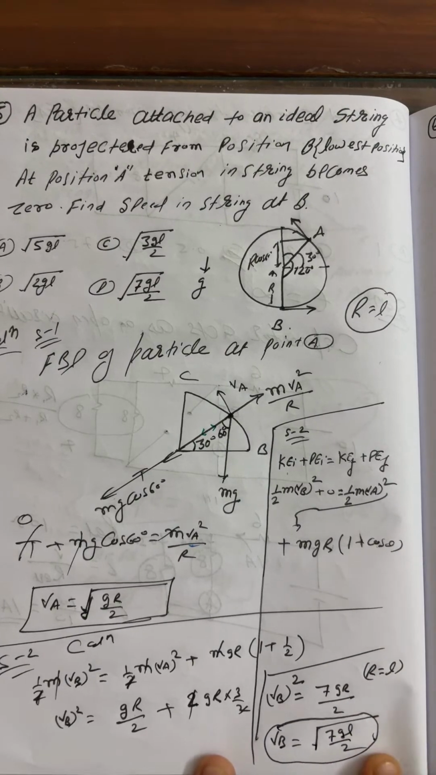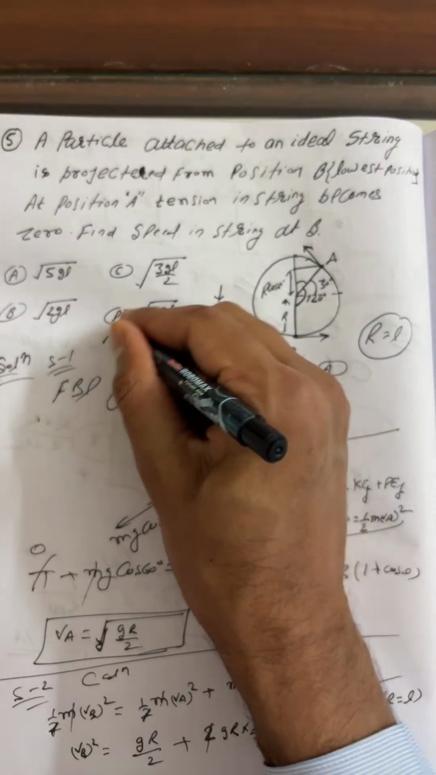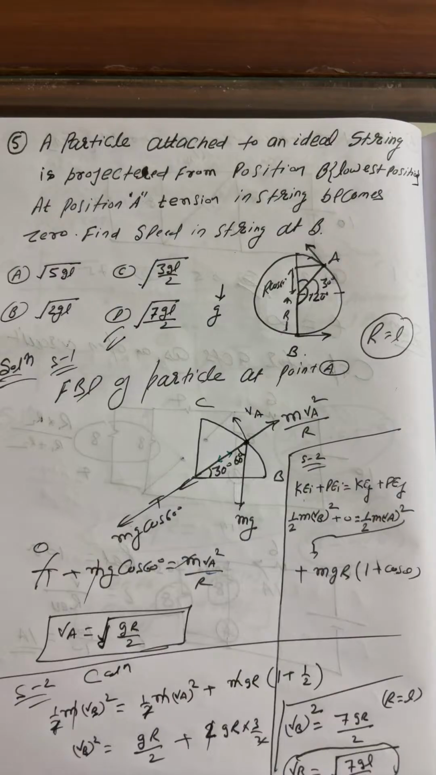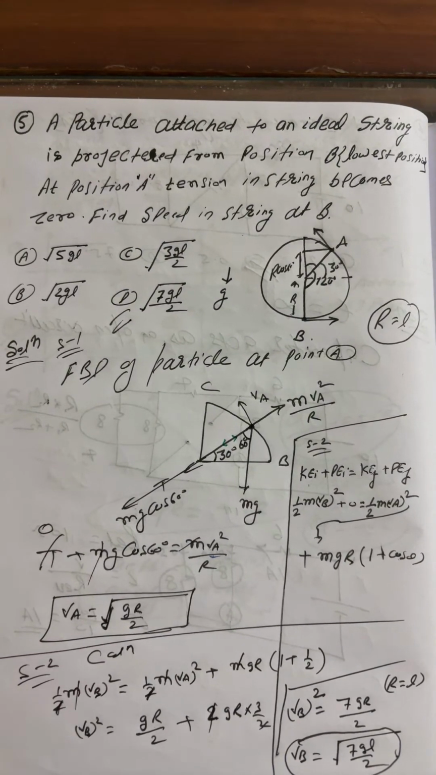VB is what, beta? The root of 7GL by 2. So student, is any option there here? Yes, beta. Option D is the correct answer for this question. Okay. Now student, have a look at the next one.